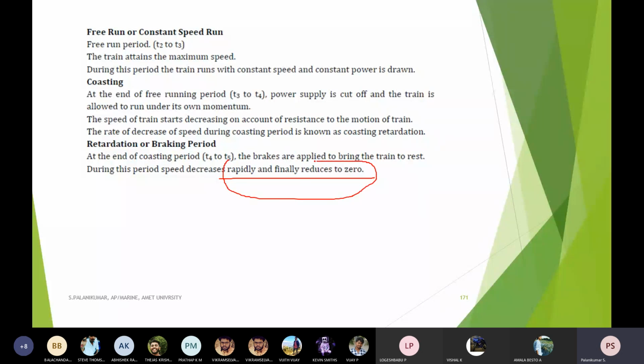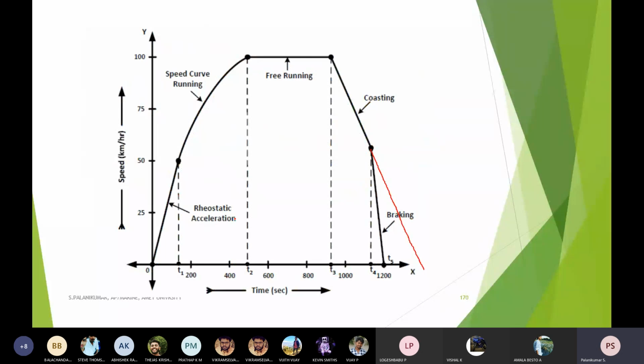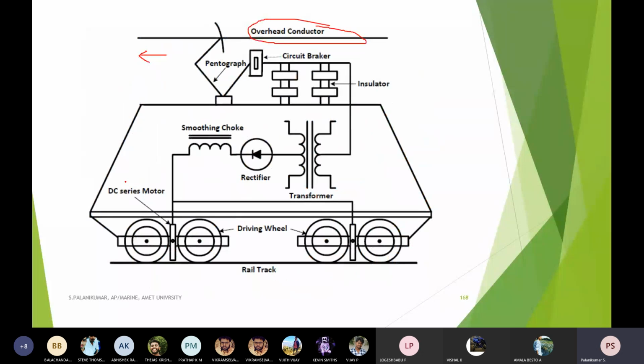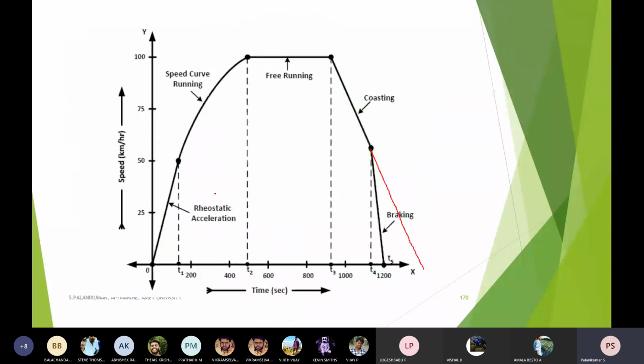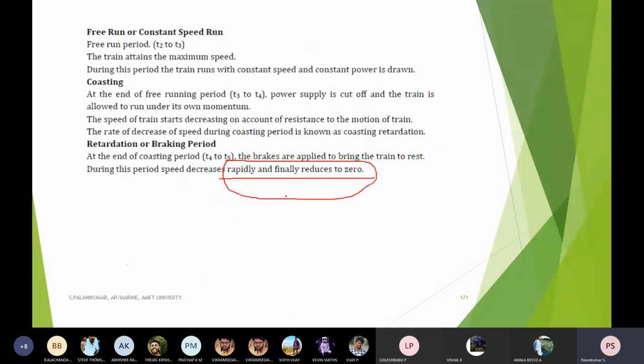regenerative braking. That means my motor, which here is a series motor in DC traction, will be allowed to run as a generator. In the case of AC, an induction motor would be used. It will feed the energy back to the source, returning it to the conductor, by adjusting the power modulator firing angle so that it acts as an inverter. Then it will very rapidly reduce to zero.